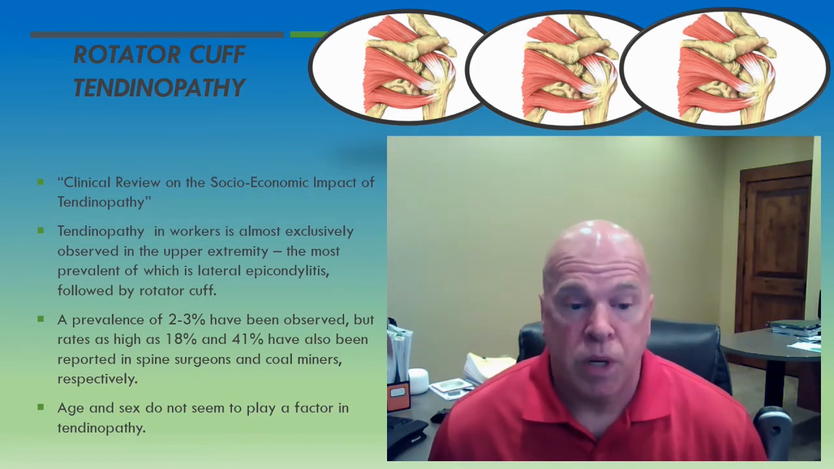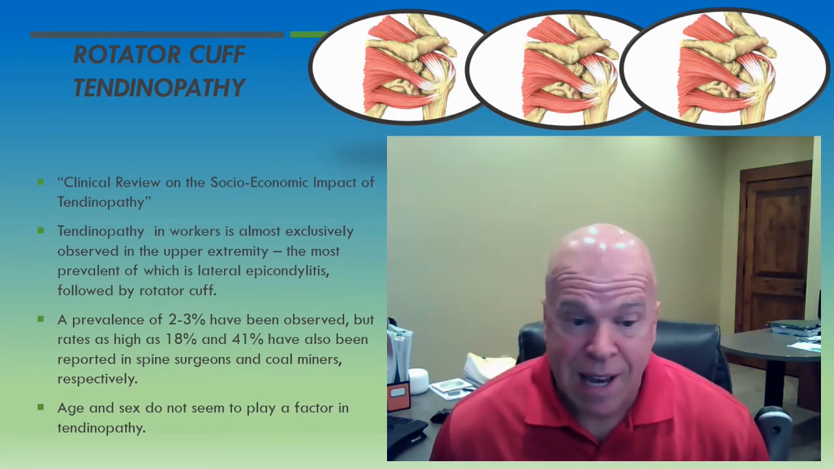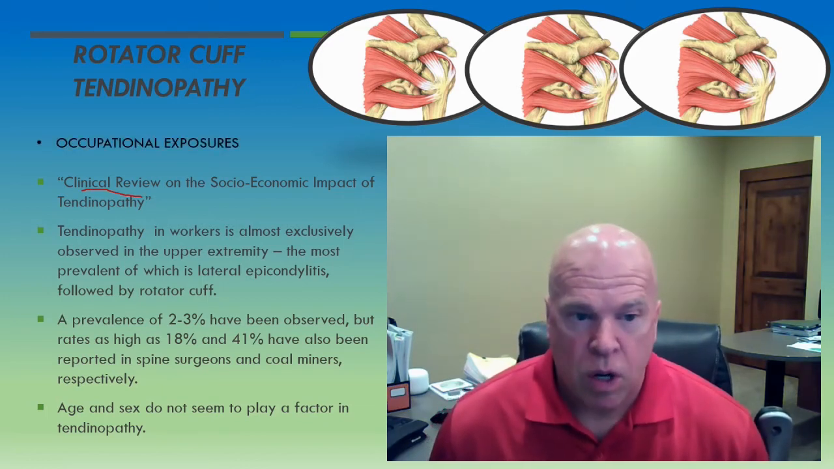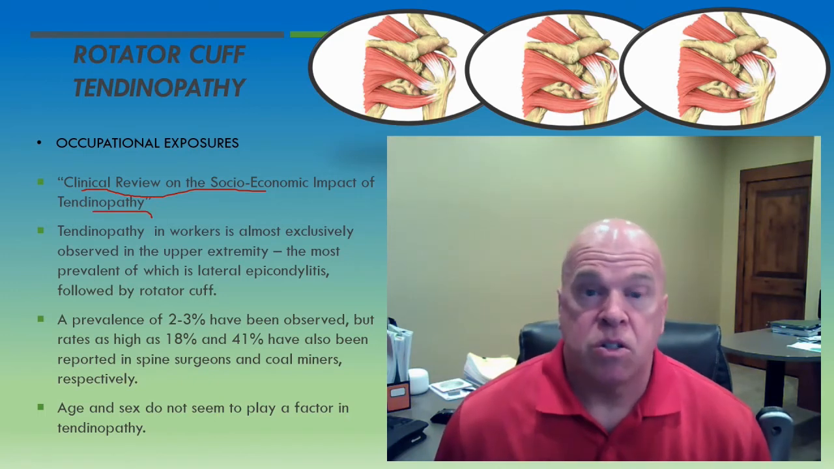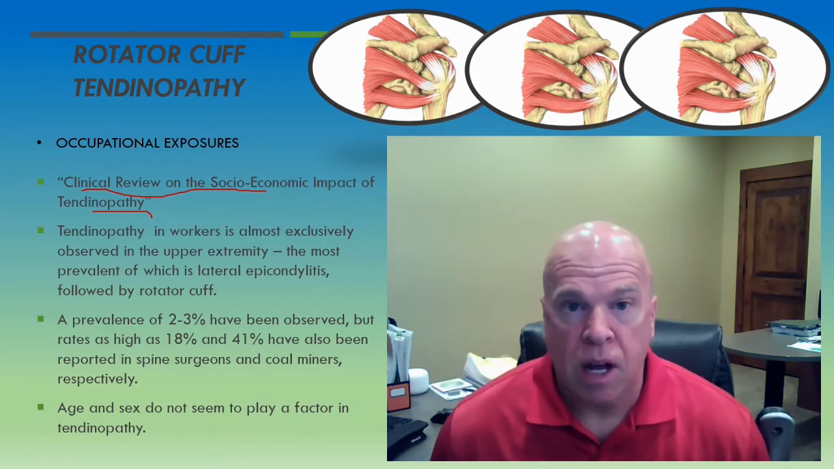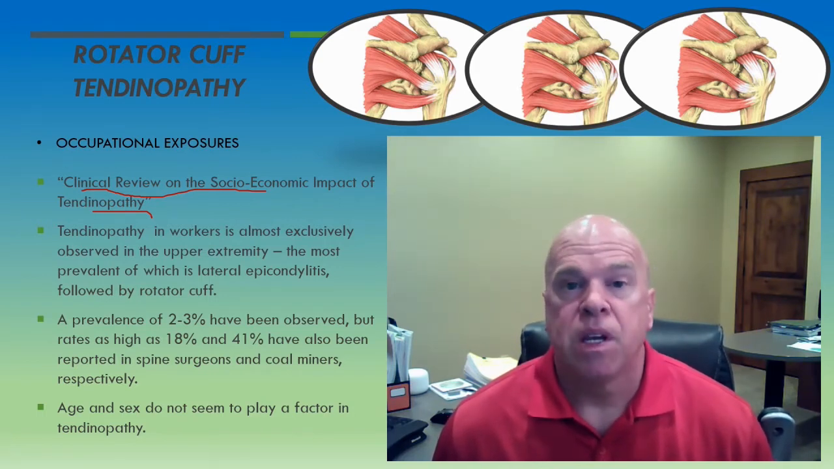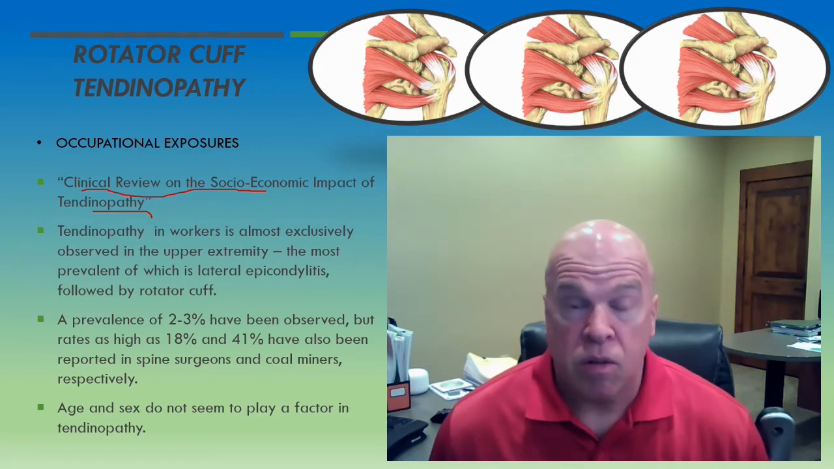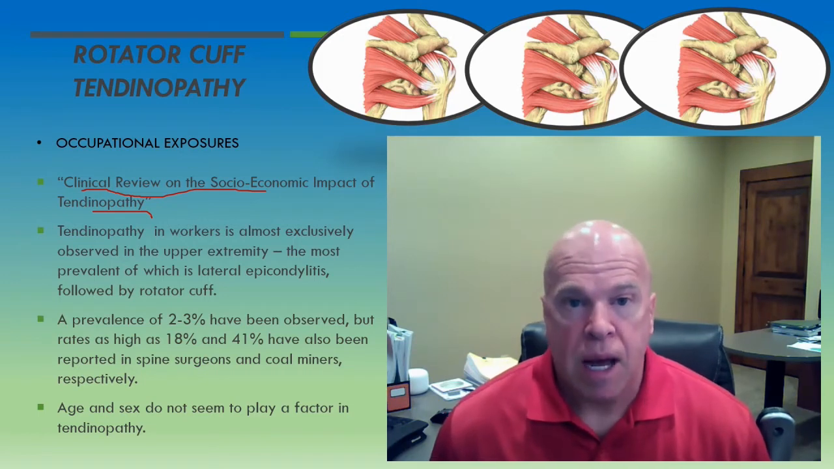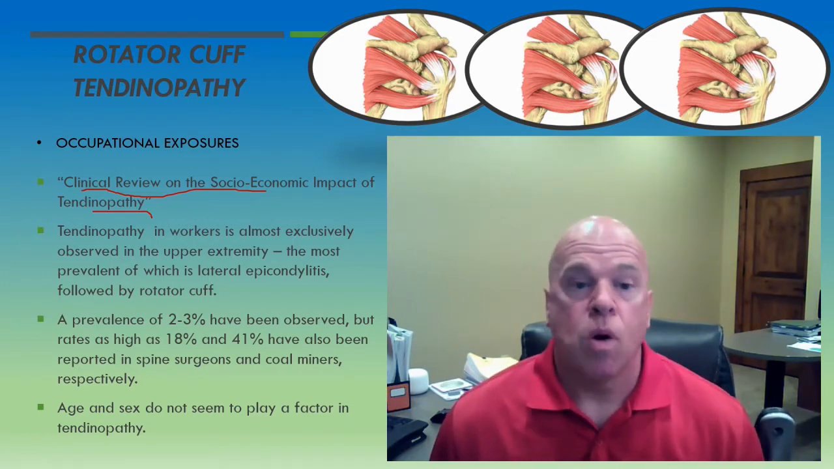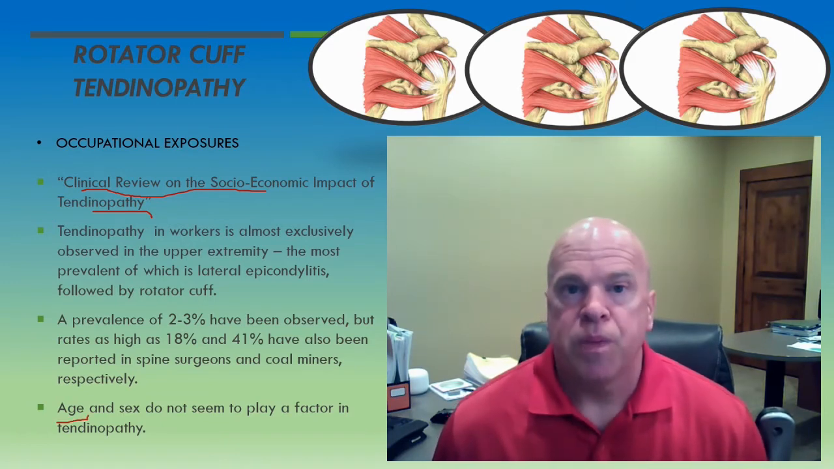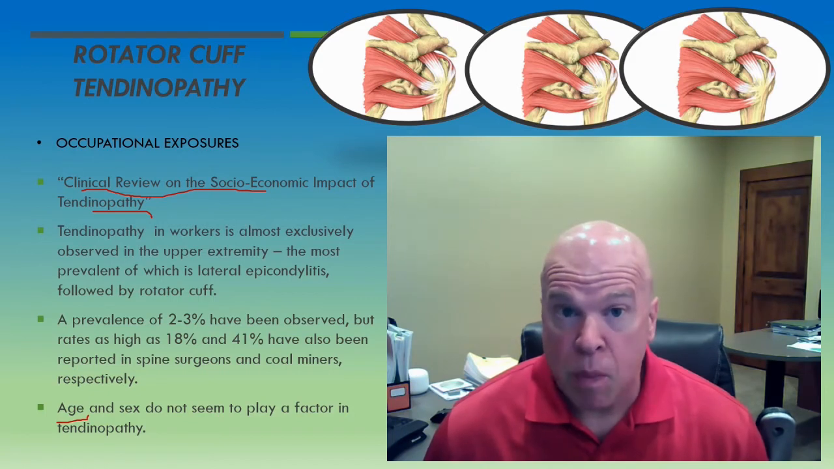Now, according to this particular study, age and sex do not seem to play a factor in the development of tendinopathy, and that's at least according to this study. As we're going to see, other studies suggest that age and sex do have a large impact on the rate and the development and the severity of tendinopathy conditions, with males and females having differing predilections for tendinopathy conditions at different sites throughout the body, and tendinopathy conditions tending to be more prevalent in the aged population.